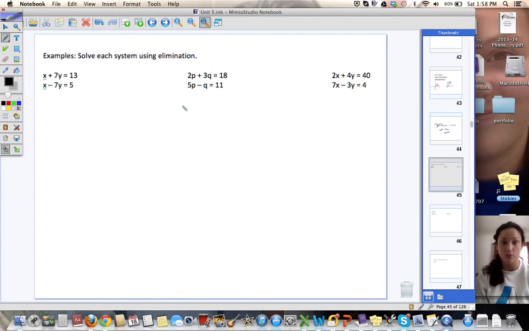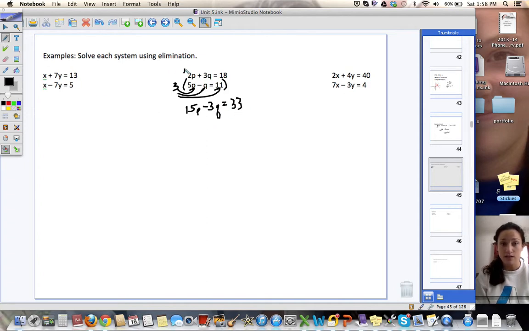Like this is 1q. I could easily multiply this whole thing by 3, because this is a positive and this is a negative. If I multiply this by 3, this would be a minus 3q. So that's what I'm going to do. I'm going to multiply the whole thing, though. I can't just multiply q. I have to multiply the whole thing. It's like distributing. I'm multiplying everything by 3. So 3 times 5p is 15p, 3 times negative q is negative 3q, and 3 times 11 is 33.